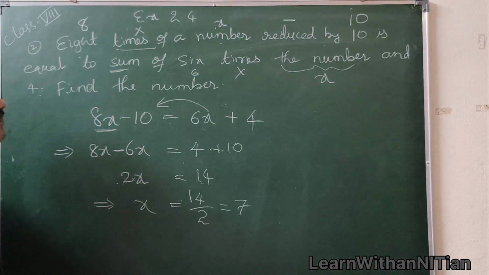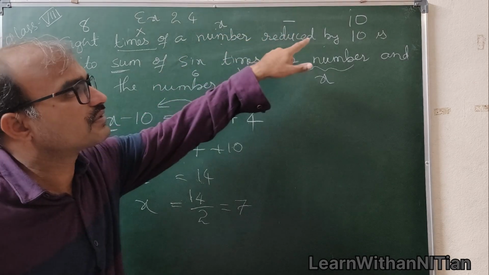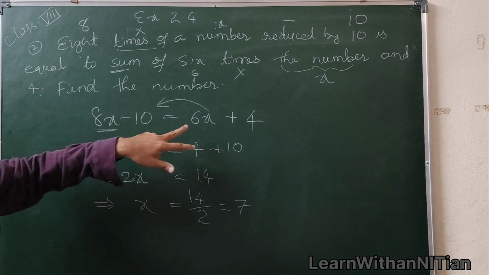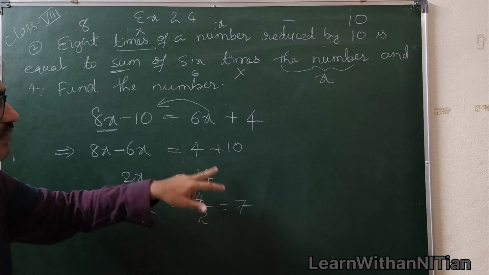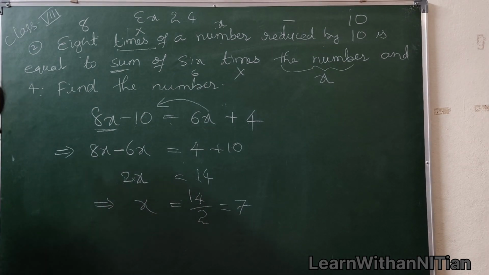So let's check now, right? 8 times a number, 8 sevens 56 minus 10 is 46, is equal to 6 sevens 42 plus 4 is 46, right? So verified. It's true. You have to check after you get the solution.